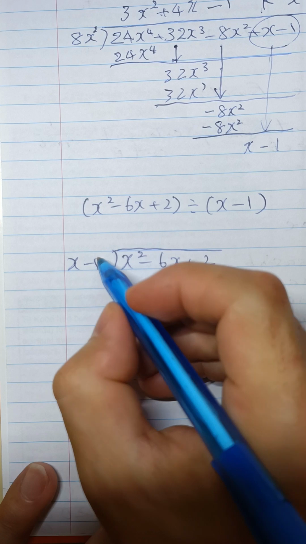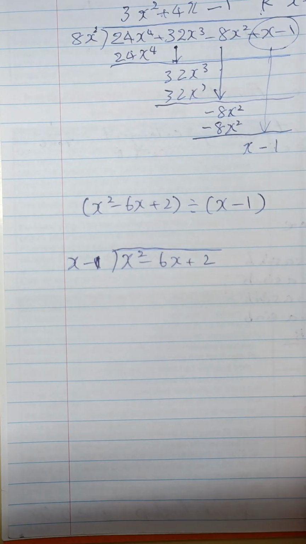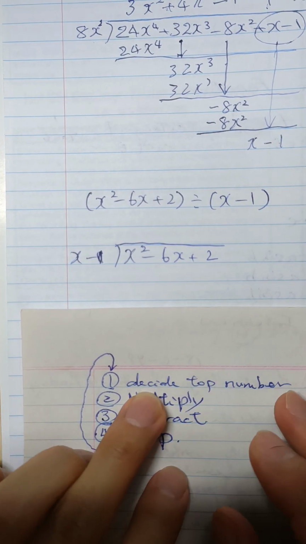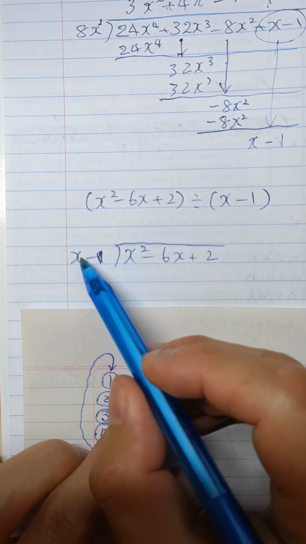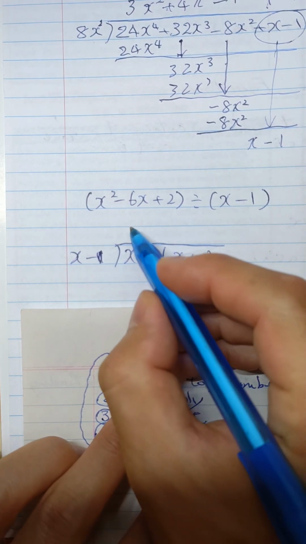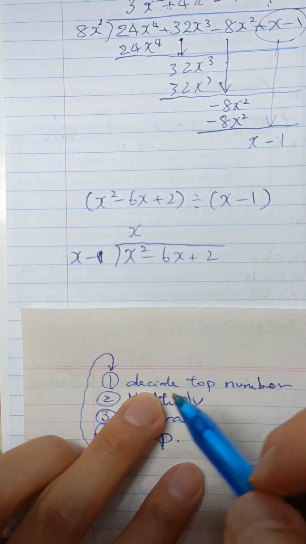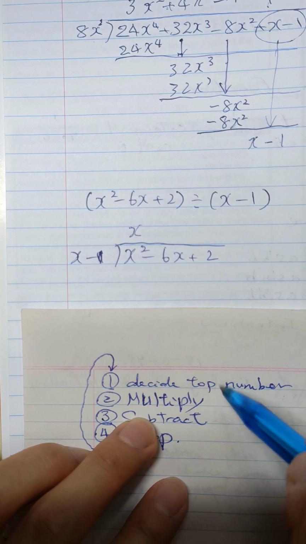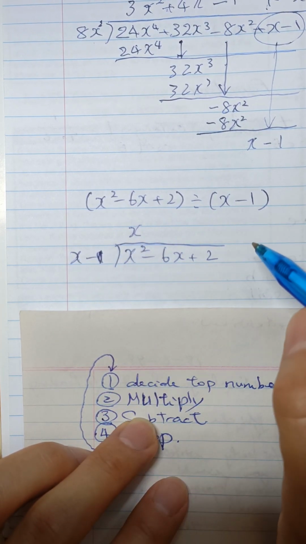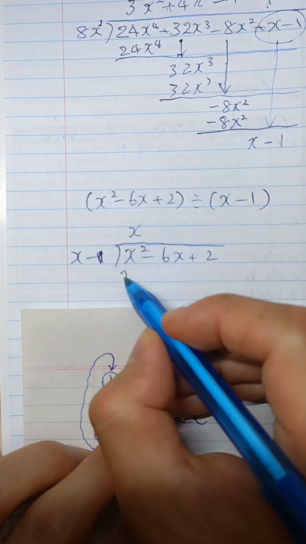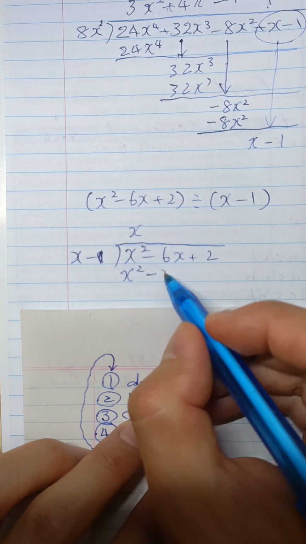Next, this time, this is -1. We do the same. The basic is the same. So decide the top number. Then we are focusing on here. x times what gives you x to the power of 2? x, isn't it? But there are two terms here. When you multiply this one, you do this times this and this times this as well. Okay? So x times x is x to the power of 2. -1 times x is -x.